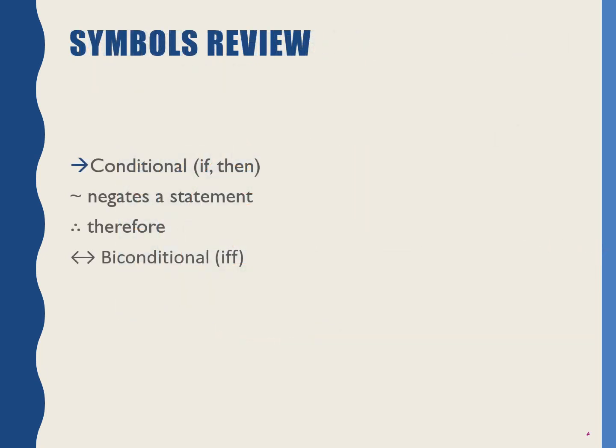Okay, and to review our symbols, we have the conditional, the if-then statement, so P, Q, or whatever we're using, it could be R and S. This would negate the statement, as would this. Therefore states a conclusion, and then the biconditional is your if and only if, and it can only be written where both your conditional and your converse are true.